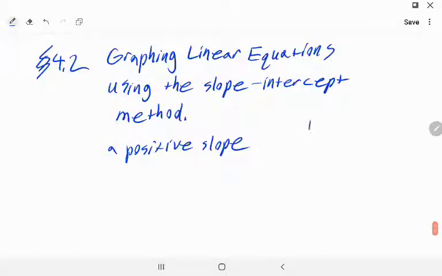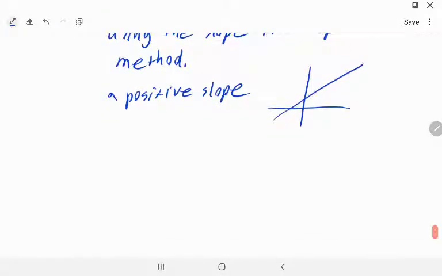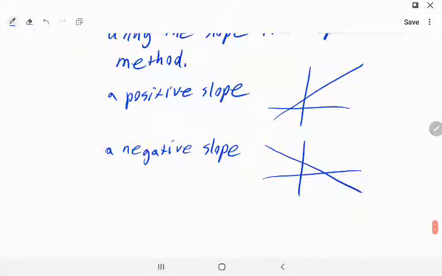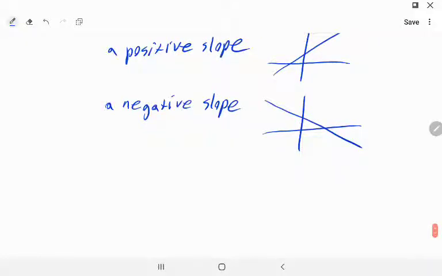is thought of as being a line that goes up as we move from left to right. A negative slope goes down as we move from left to right. A slope of 0 is a horizontal line.